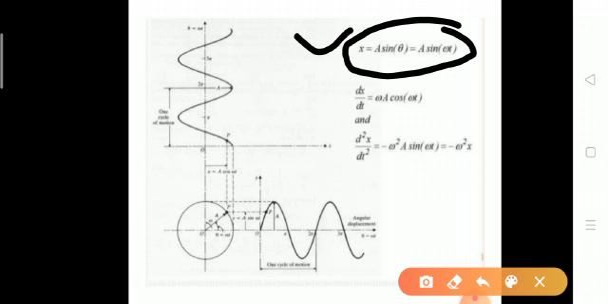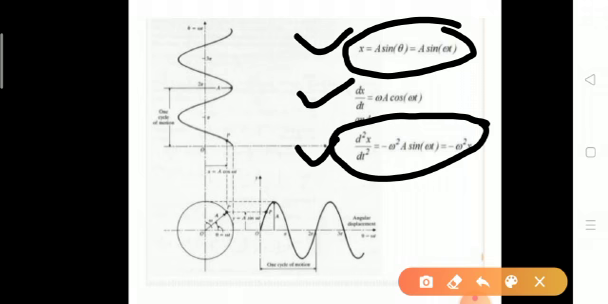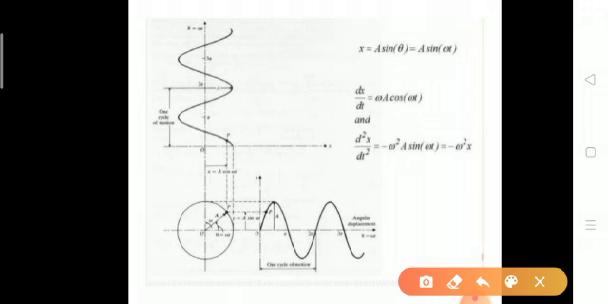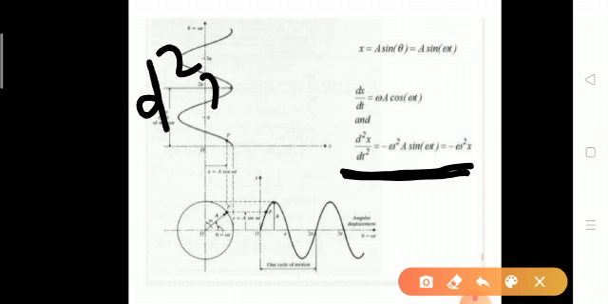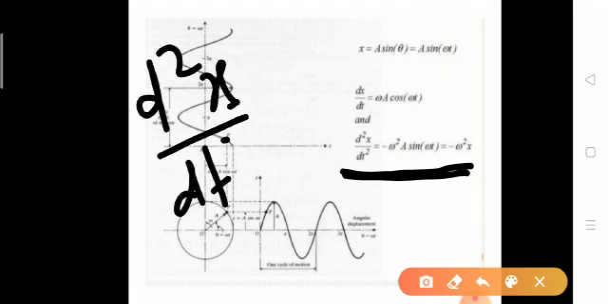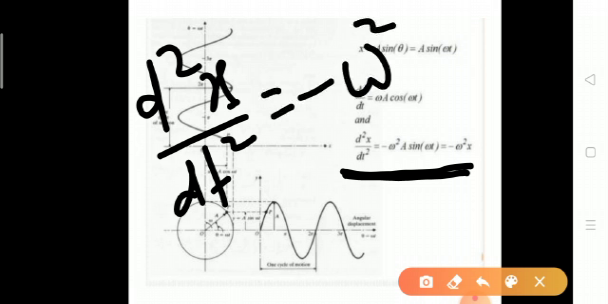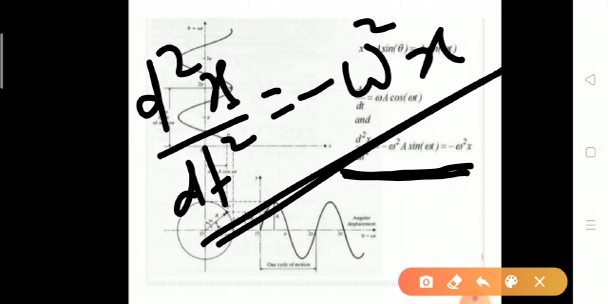What you do is take the derivative of that first equation, x is equal to a sine theta. You also take the double derivative of that equation. So finally you will come to this equation: d square x upon dt square, which can be called the acceleration component, is equal to minus omega square x. This is your main equation.